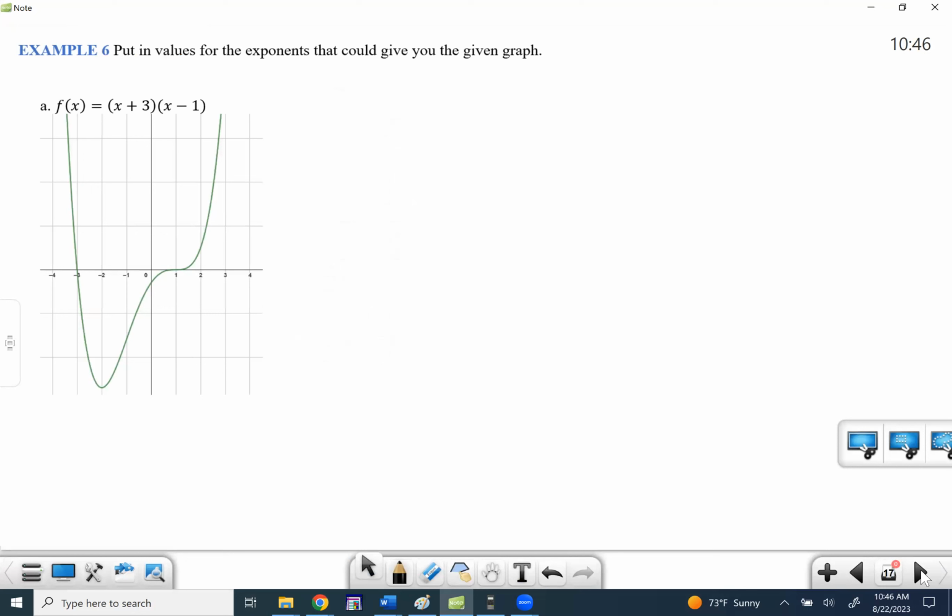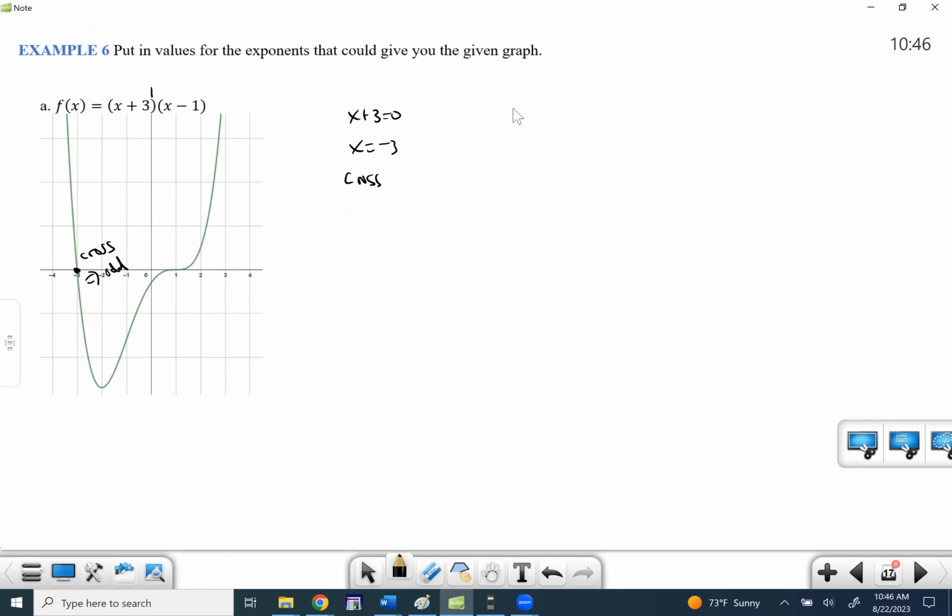Put in values for the exponents that could give you the given graph. So you can see that if we set these equal to 0, if we set x plus 3 equal to 0, we're going to get -3. And that's this one right here. -3 is a cross in the picture. That implies that the exponent has to be odd, and it crosses where it's not a shelf. So the exponent would have to be 1.